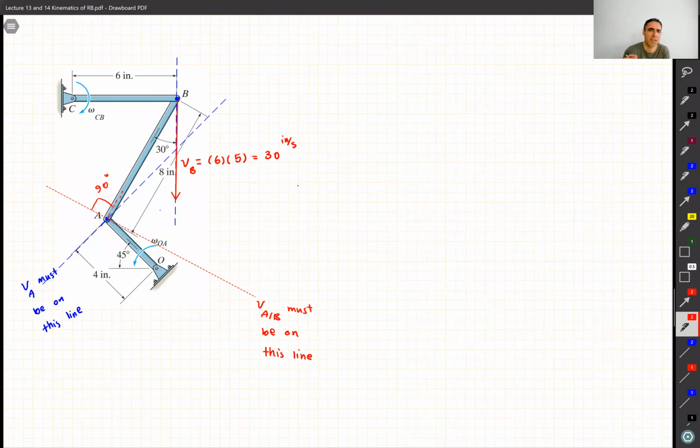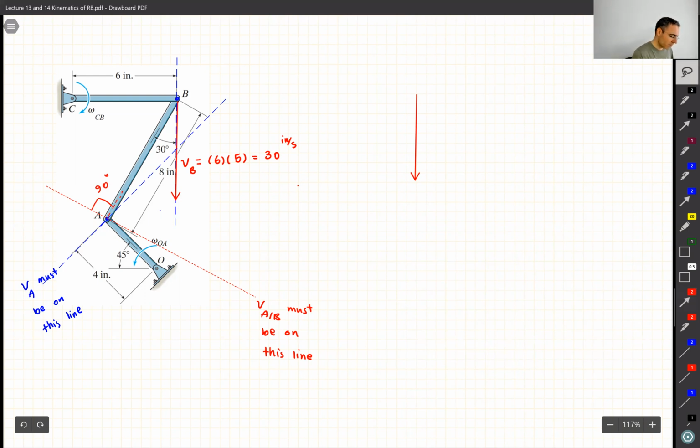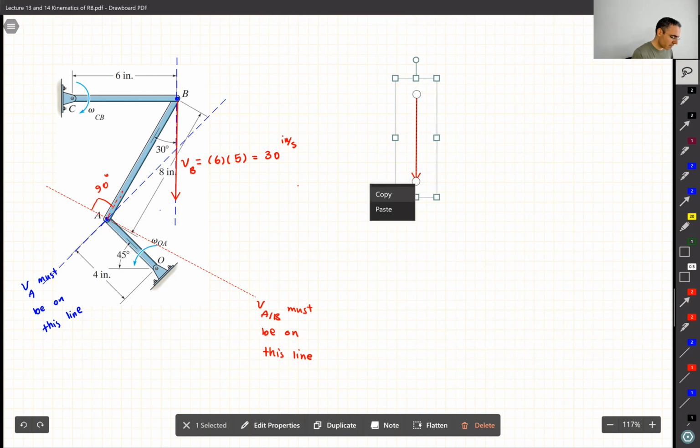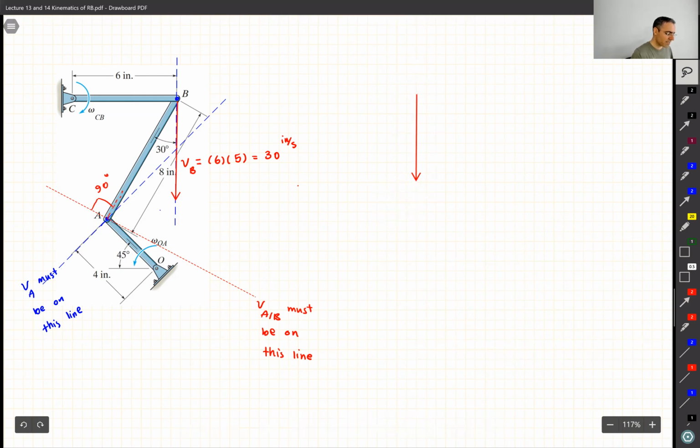Now our job is to make a triangle with these three lines. Let's do that. Of course, we start with the one that we know, which is VB. Okay, this is VB. And we'd better set a scale. Let's say VB is 30 inch per second, maybe I draw a vector with the length of 1 inch. Okay, with my ruler, I draw a line of 1 inch to represent 30 inch per second carefully. So this is 30.